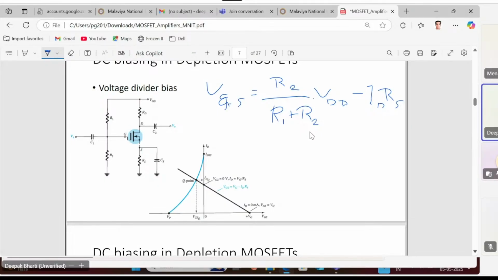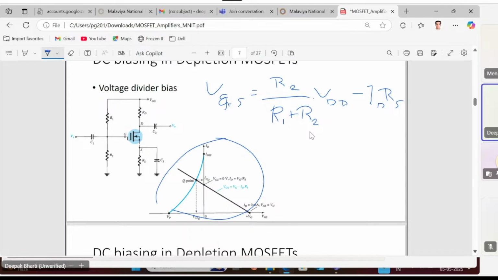Okay, so this equation is the equation of the load line, and now this equation of the load line I need to plot along with the transfer characteristics of the depletion MOSFET. So here again in this diagram, this light blue color curve represents the transfer curve, whereas this straight black line represents the load line.